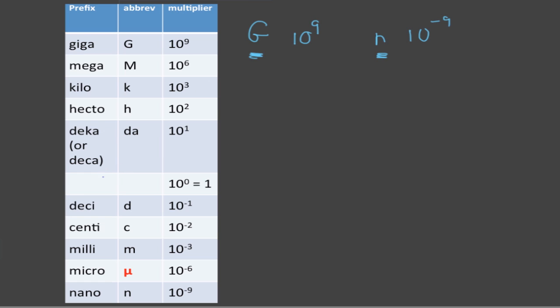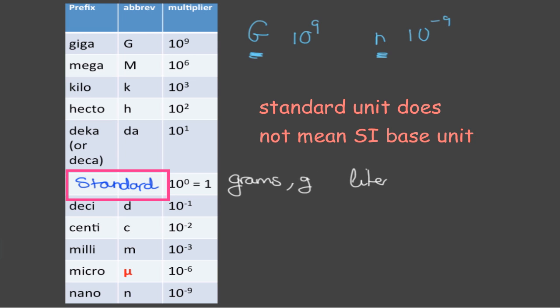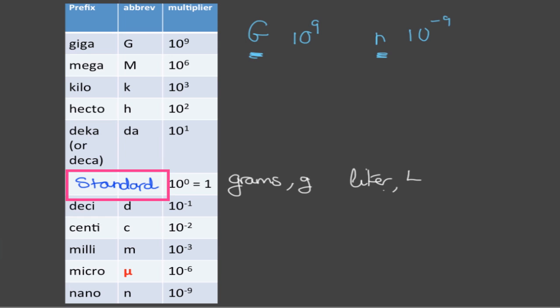Now there are some points to note. 10 to the 0 is the standard unit. $1 is the standard unit for dollars. A second is a standard unit of time. A gram is a standard unit of mass. But note, a gram is not the SI base unit. A litre is a standard unit of volume.